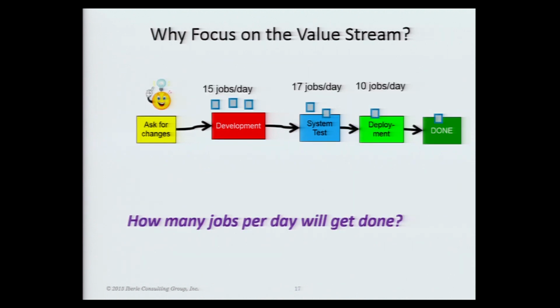The problem with this is, so here's our value stream. Here's some speeds on the value stream. How fast are jobs going to get out to the customer? 10 jobs a day. How many people think it's going to be 10? Yeah. How many people think it'll be more? Yeah, not too many. Yeah, the 10 is the choke point, or the bottleneck. The value stream can't run any faster than its slowest part.